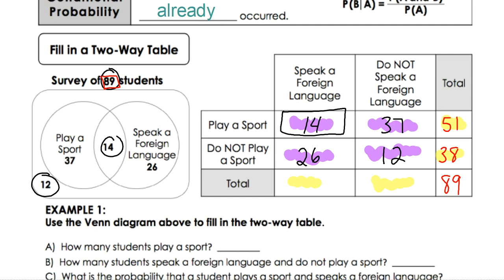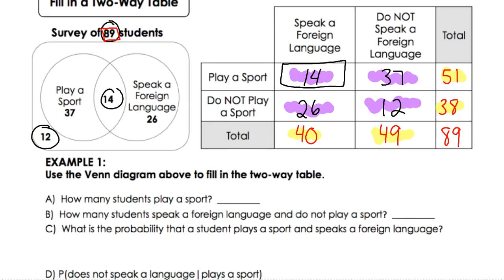Then we're going to add up the columns. 14 and 26, that's a total of 40. Do not speak a foreign language column, 37 and 12 makes 49. So those are my marginal frequencies. And again, I double checked those add up to 89. So I've got everybody covered in there. That's how we create a two-way table from our data points.